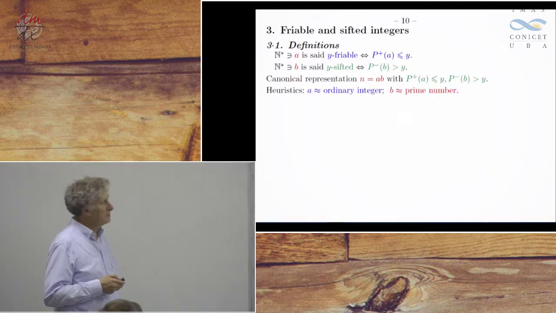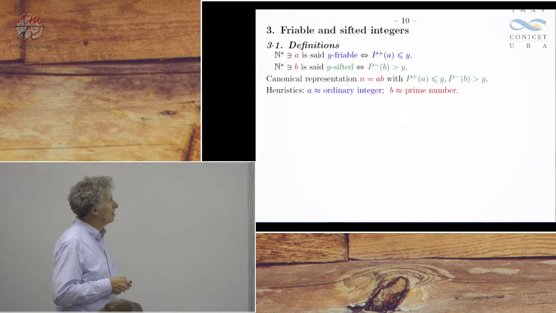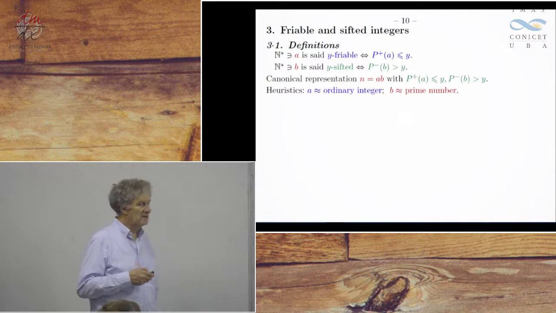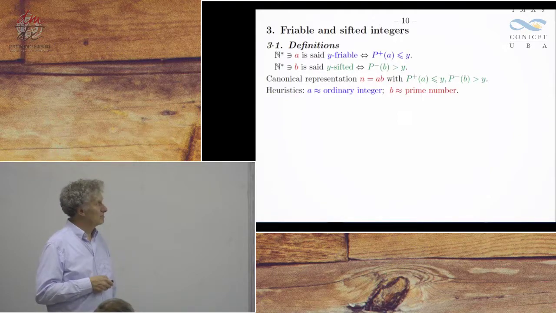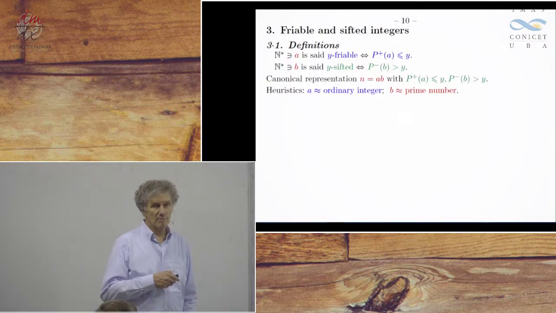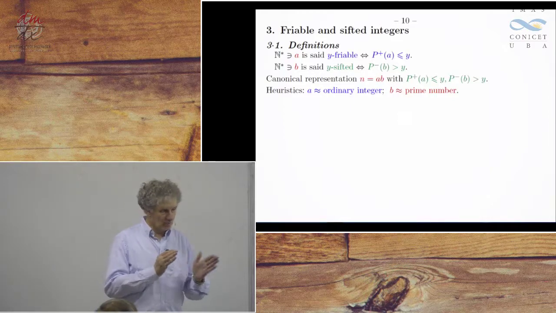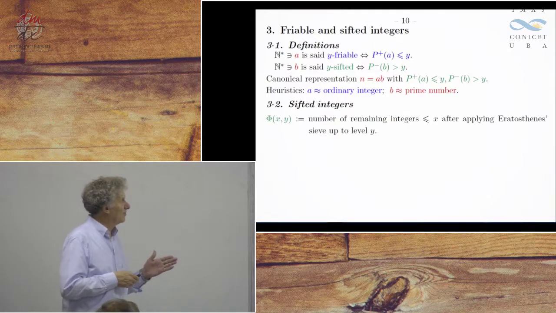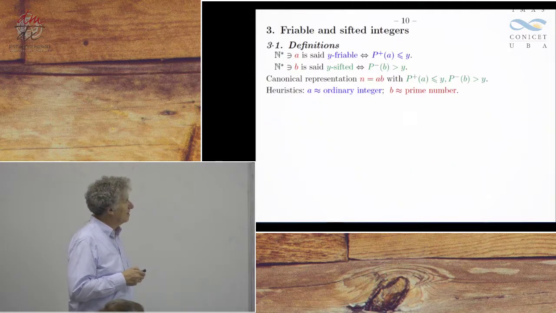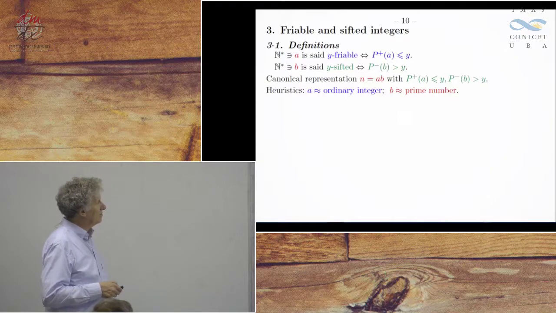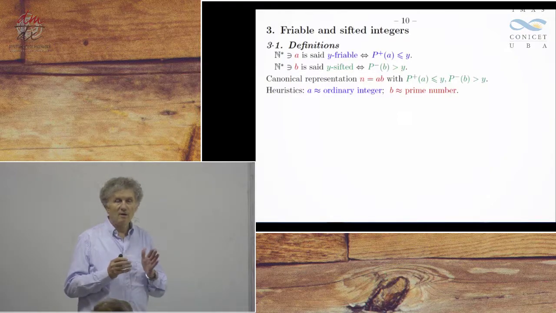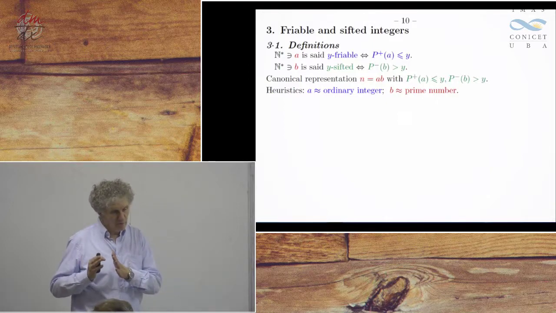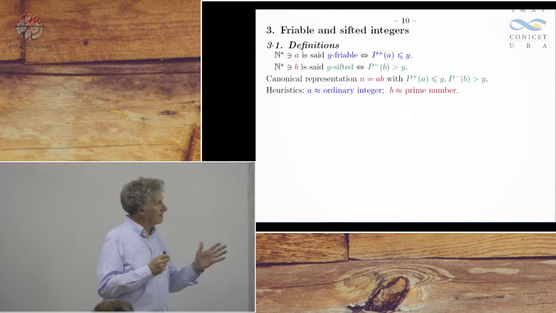So heuristically, if y is fairly large, A is supposed to behave like an ordinary integer, but more complicated, and B will behave like a prime number, but less complicated. So you have a sort of cursor that you can adjust depending on the difficulty of the problem. You can shift the difficulty between primes and friable integers.